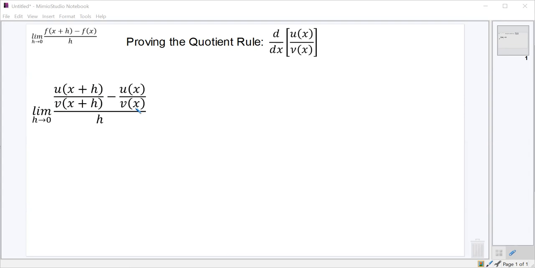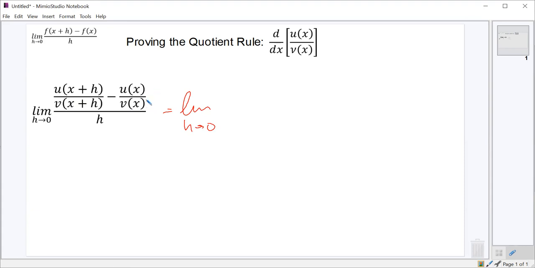The first step in dealing with any indeterminate limits like this one, where we have a fraction within a fraction or complex fraction, is to simplify that complex fraction. So we'll simplify the complex fraction by getting a common denominator of the terms in the numerator of the bigger fraction. That common denominator will be v of x plus h times v of x. So we'll have to multiply the first fraction by v of x over v of x, and the second fraction by v of x plus h over v of x plus h.